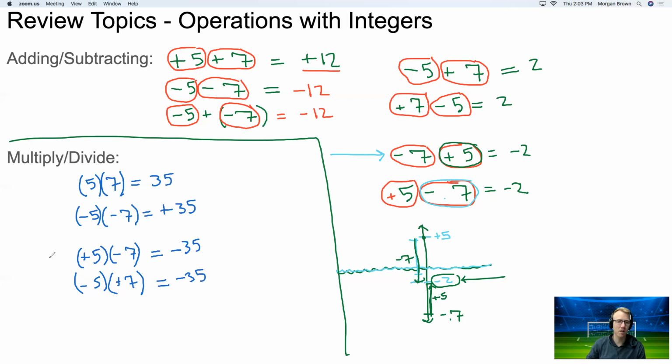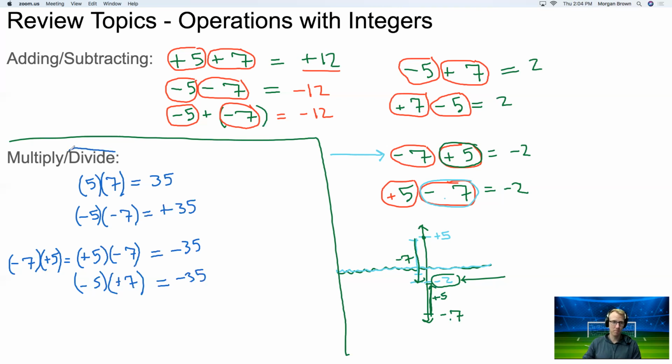That's the same as a negative 7 times a positive 5. All of these are the same. So you can change the order of it, you can change which one is positive, which one is negative, but anytime you have a positive times a negative, it'll become negative. And anytime the signs match, both positive or both negative, they'll come out to be positive.